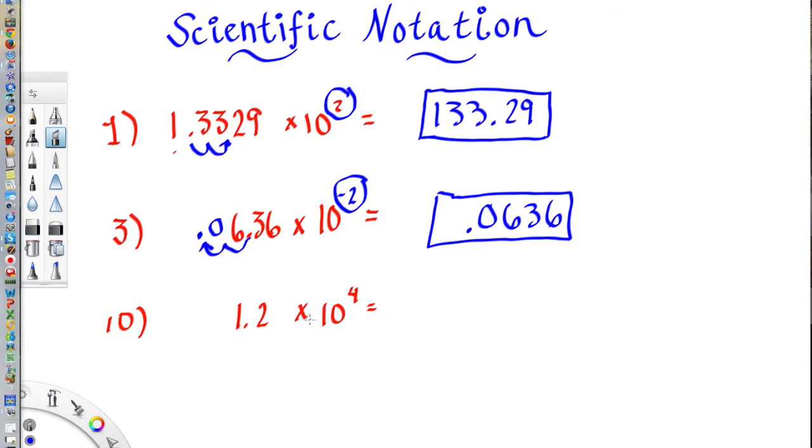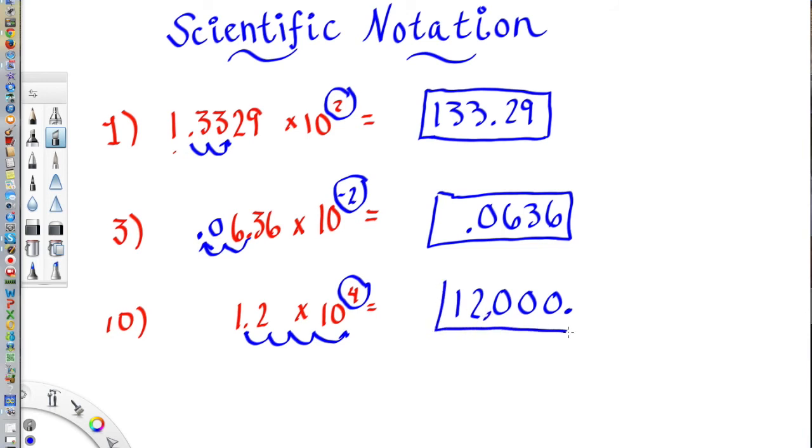And then the last example for this part of the assignment, I have 1 and 2 tenths, and I'm multiplying that by 10 to the 4th power. So that means I need to move this decimal point. I have a positive exponent, which tells me I need to move the decimal point 1, 2, 3, 4 places to the right, which will give me 12,000.